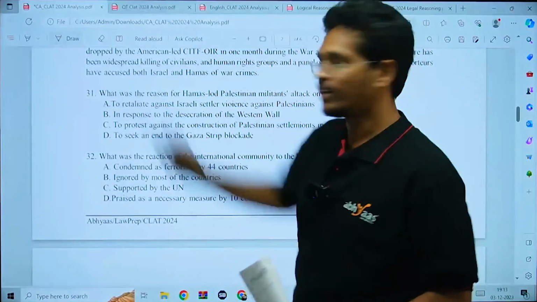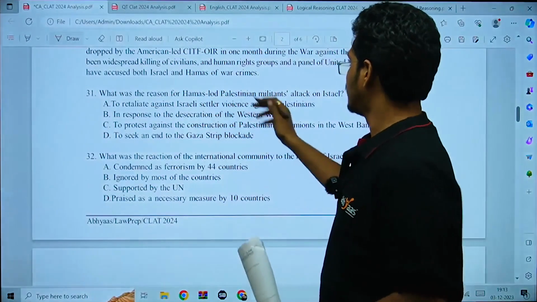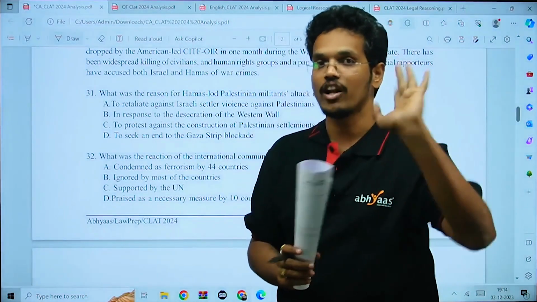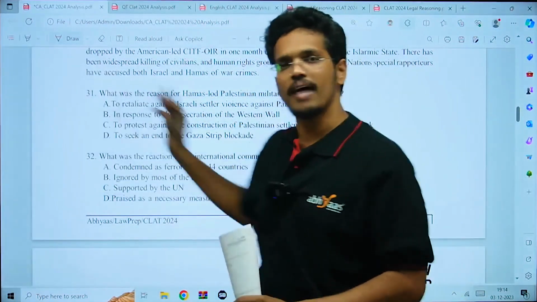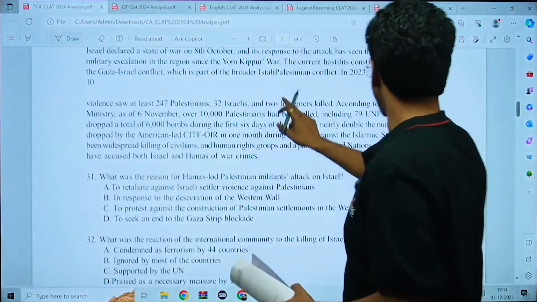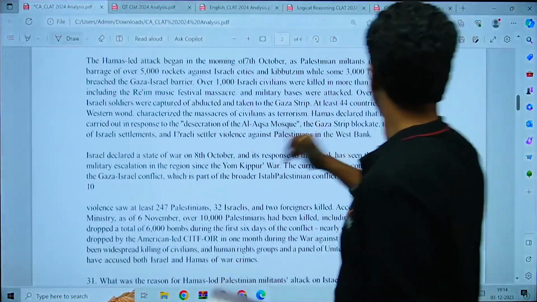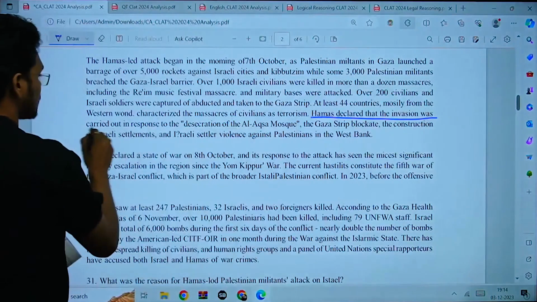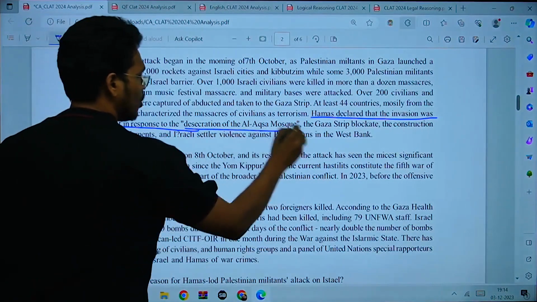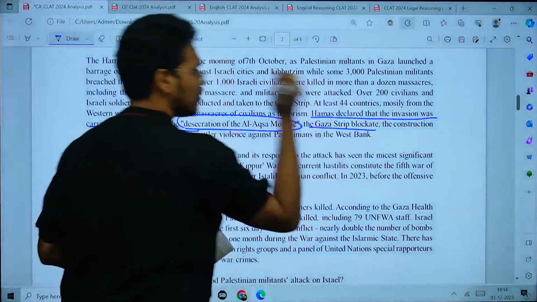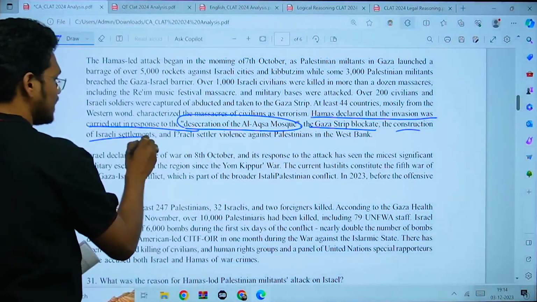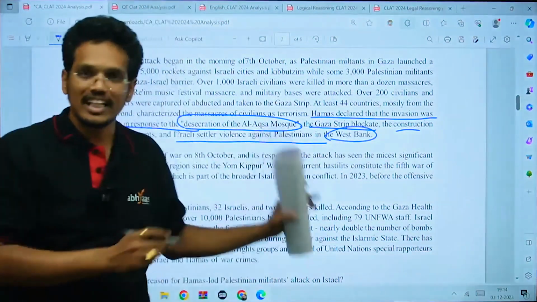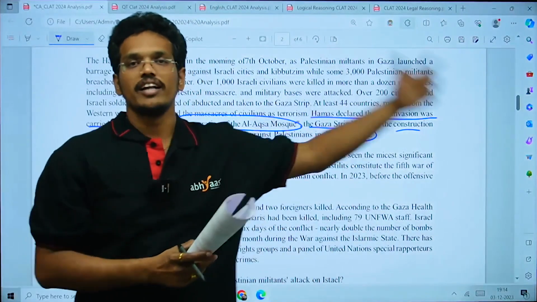First question, the 31st one. What was the reason for the Hamas-led Palestinian militants' attack on Israel? So the reason for Hamas attacking Israel. If you don't know the answer, simply read the passage. You have the answer in the passage. If you look into this, see, here is the answer. Hamas declared that the invasion was carried out in response to desecration of Al-Aqsa Mosque, the Gaza Strip blockade, the construction of Israeli settlements, and Israeli settlers' violence against the Palestinians in the West Bank. These are the reasons why Hamas attacked Israel.